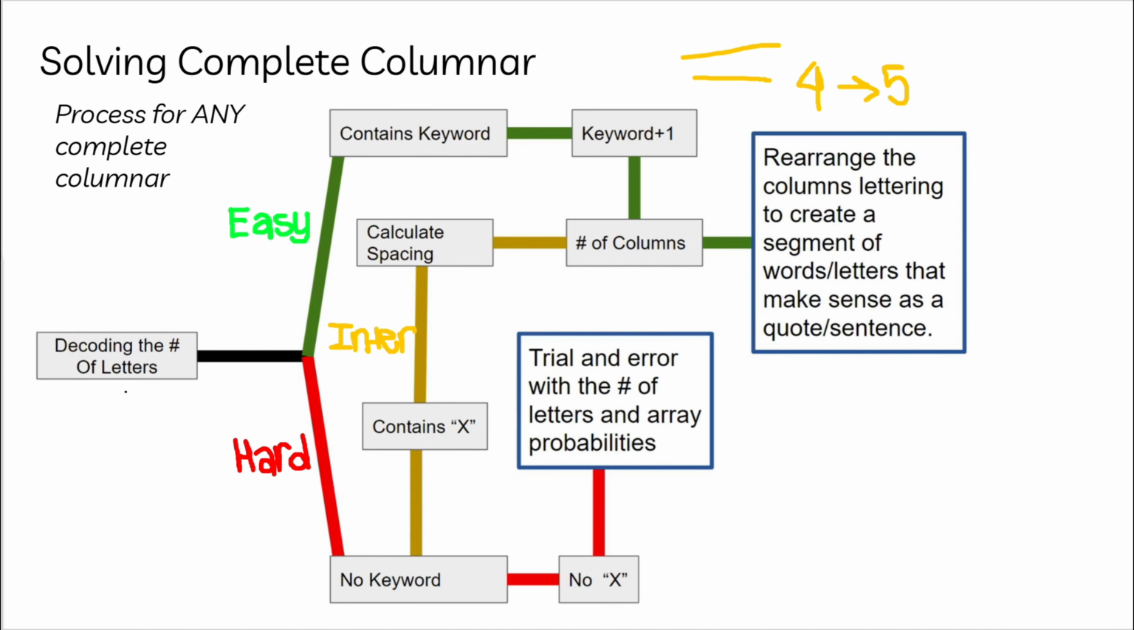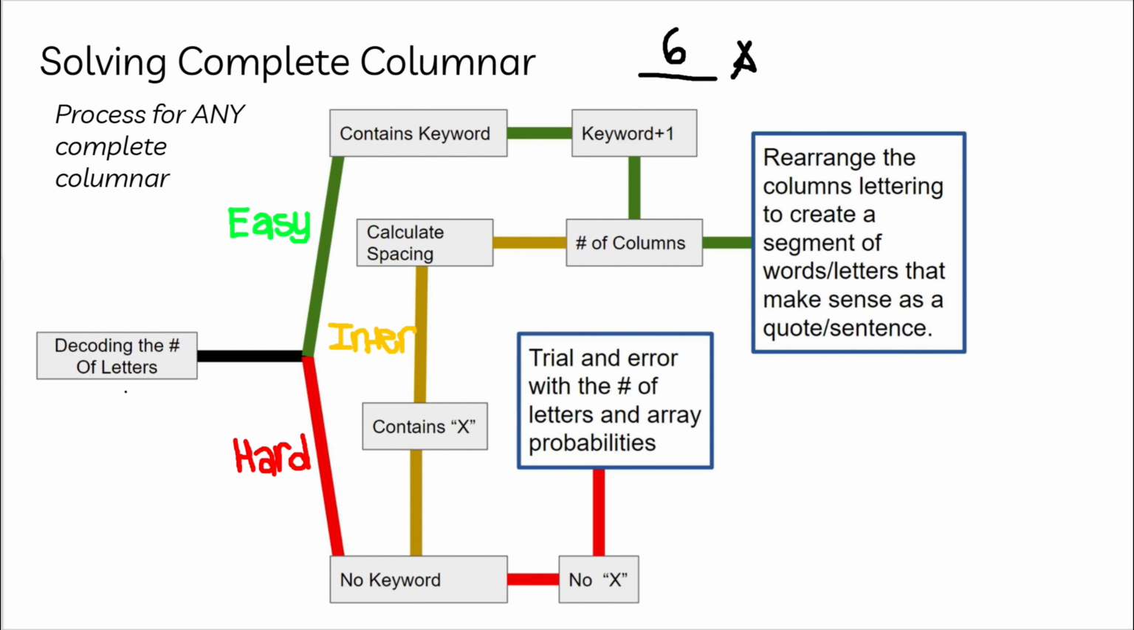So now let's move on to intermediate. Again, you count the total number of letters in the ciphertext, and this time you don't have a keyword, but the ciphertext does contain the letter X. Basically you can calculate spacing from this. For example, if X comes after 6 letters in the ciphertext, then you would know the spacing is 6, so that means it's 6 rows. Then you can identify the number of columns by dividing the total by the number of rows. And then again, rearrange the columns to create a segment of words, letters that make sense as a quote or sentence.